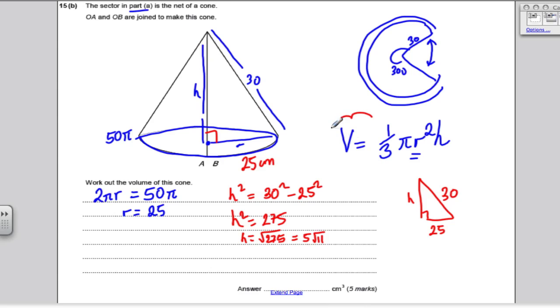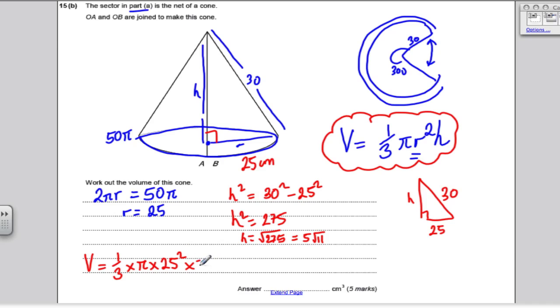So now let's use the formula in the formula booklet. Volume is 1/3 pi r squared h. The volume of this thing must be 1/3 times pi times r squared, which is 25 squared, and then times h, which is 5 root 11. And we get an answer when we do that of 10854 centimetres cubed.